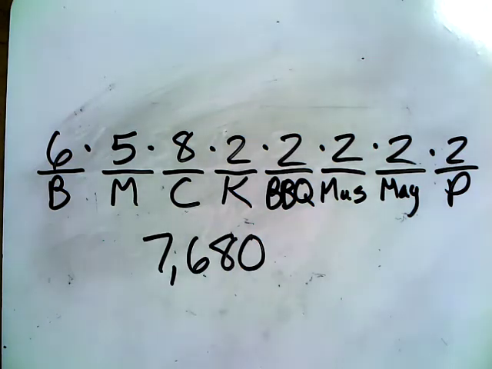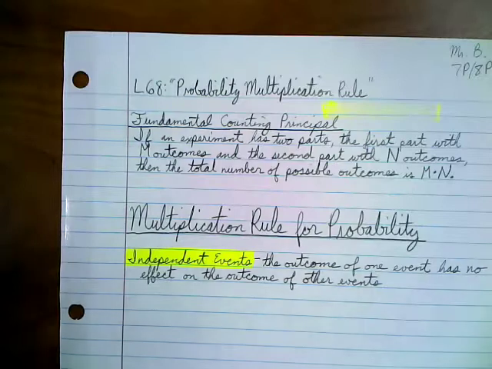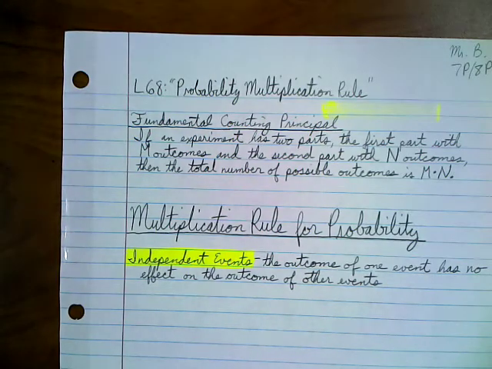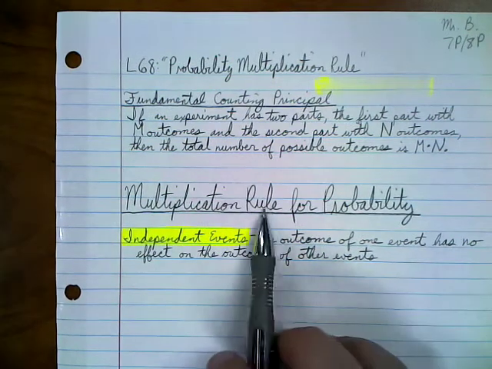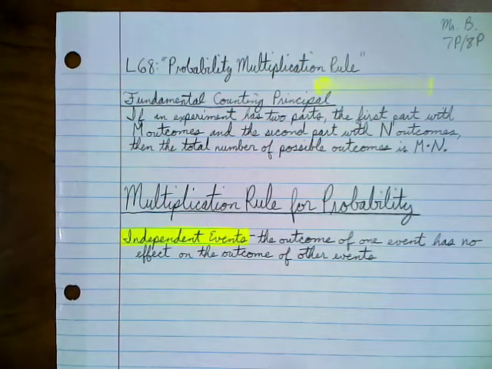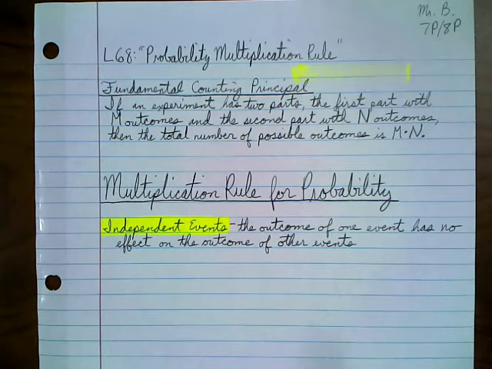Now, related to that, let me get rid of my board here. Related to that is the multiplication rule for probability. Now, this comes in two different forms, though, and so it depends on what relationship our events have.